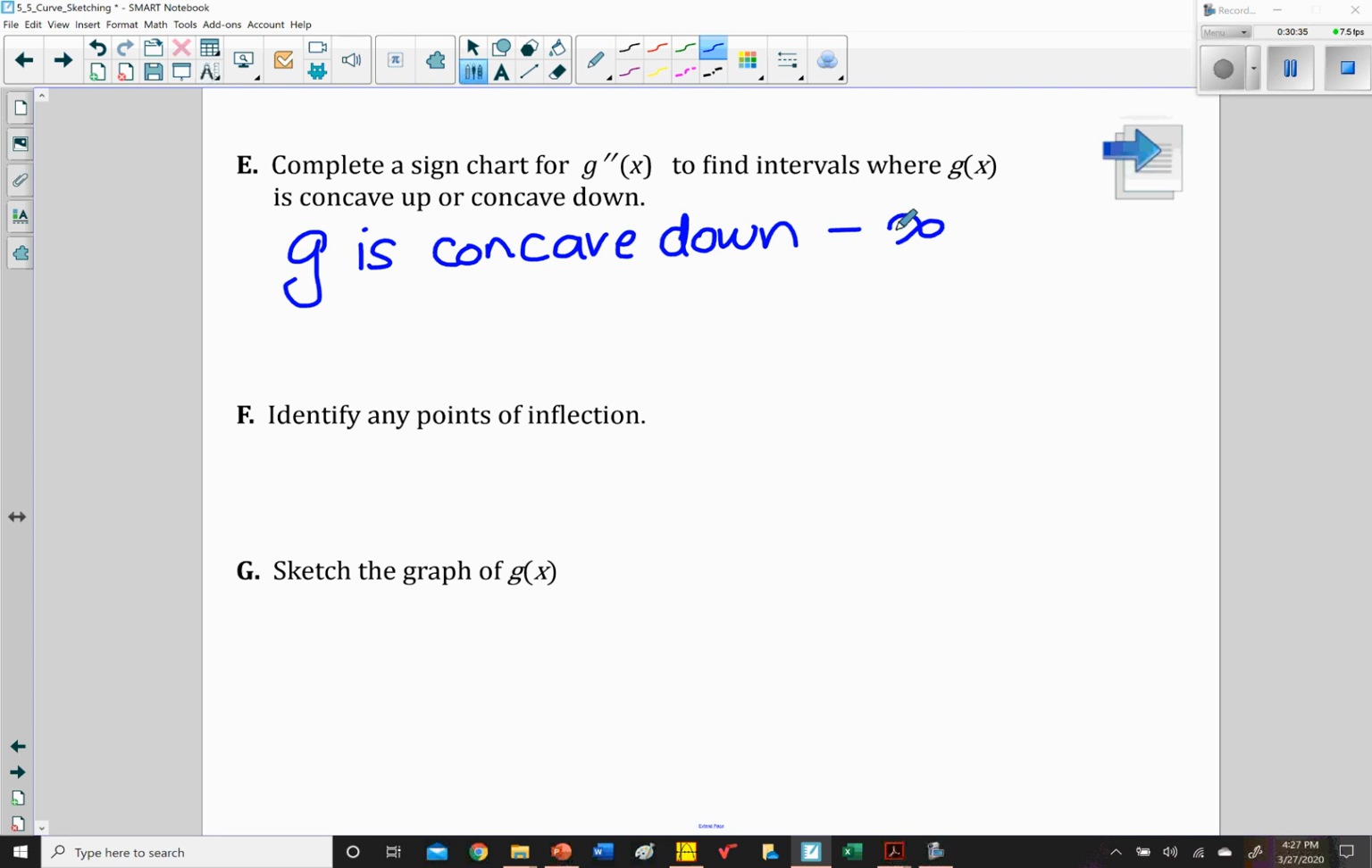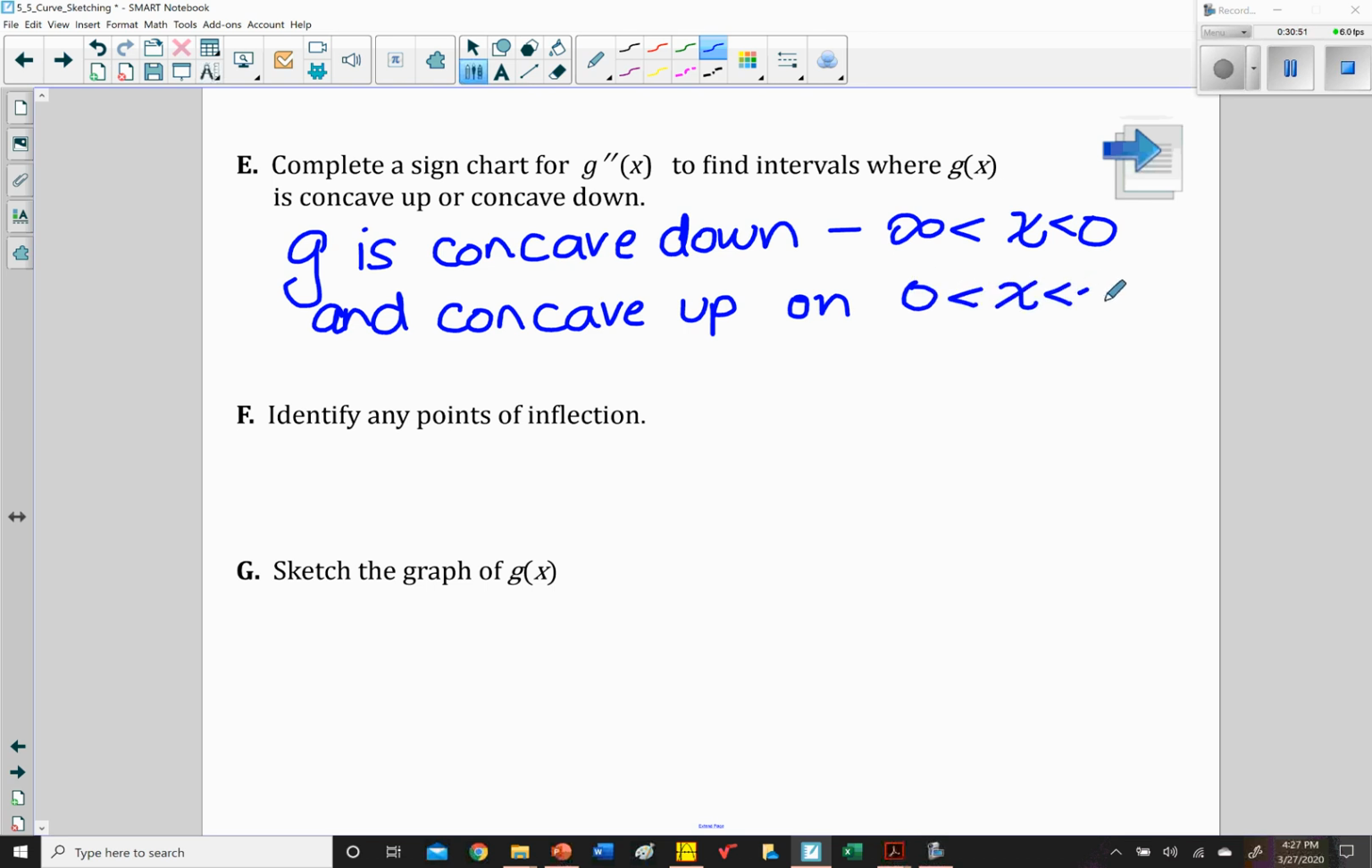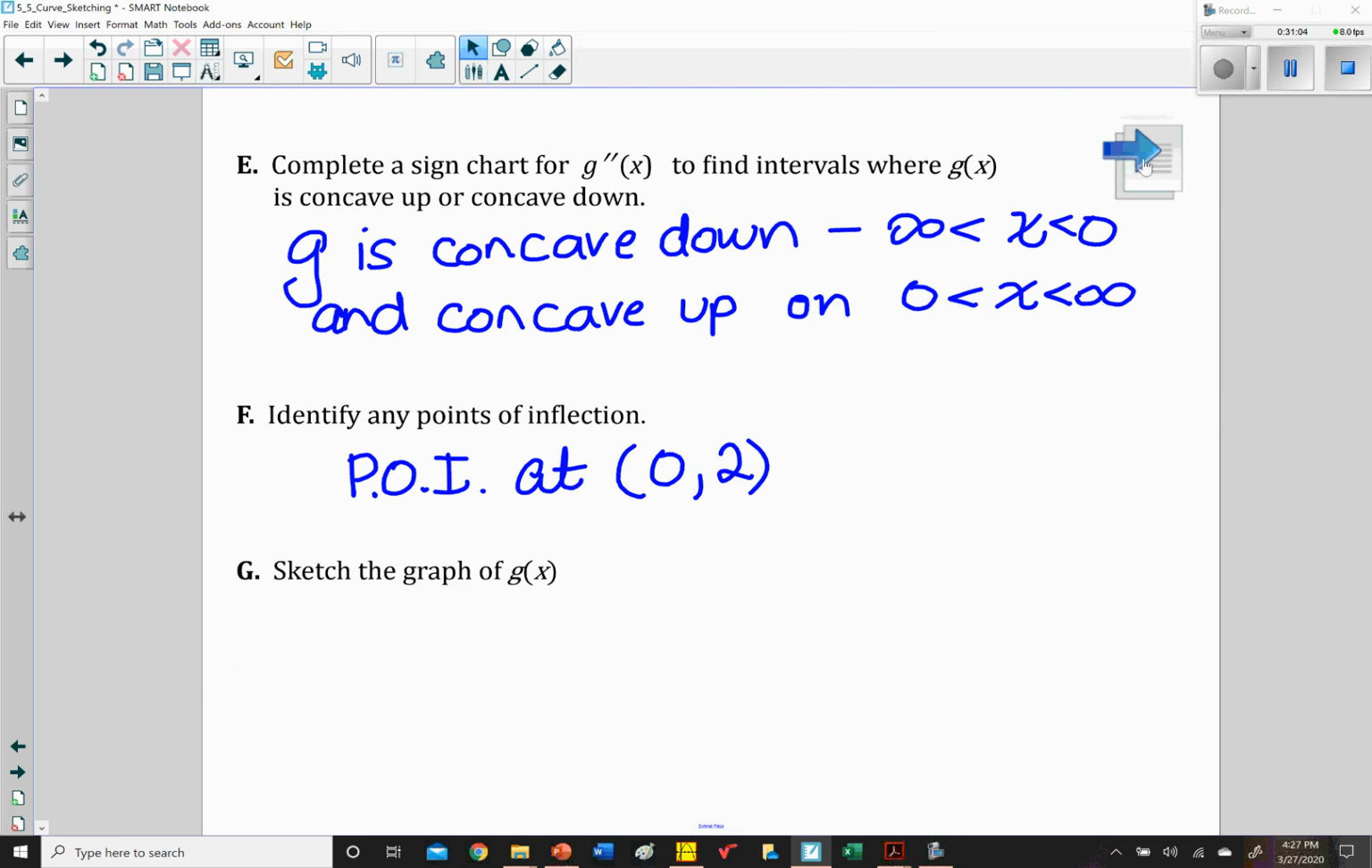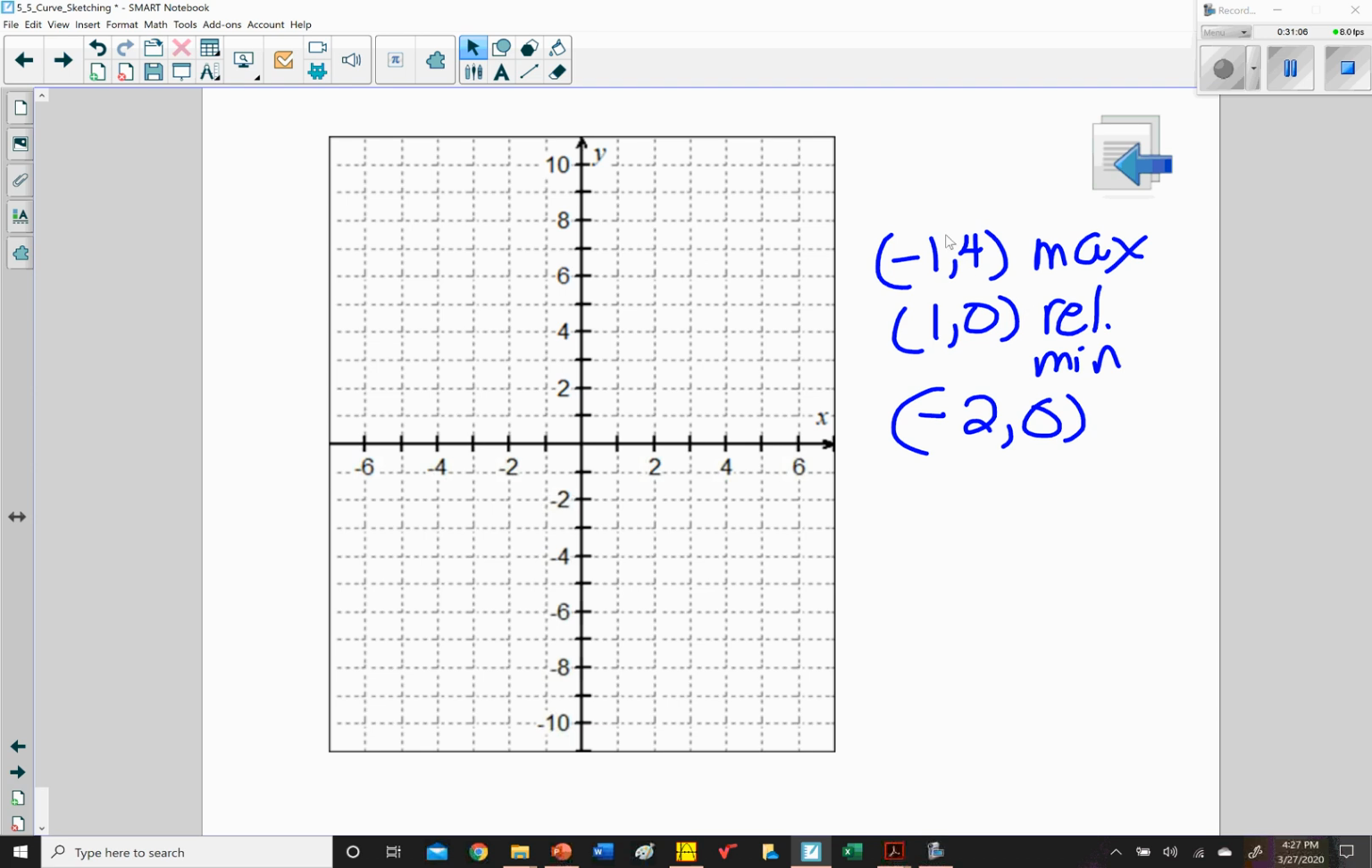On negative infinity to 0 it is concave down, and concave up everywhere else. Concave up on 0 to positive infinity, and we had a point of inflection at (0, 2), where x was 0. And then we could sketch that function. It would just be a cubic polynomial.